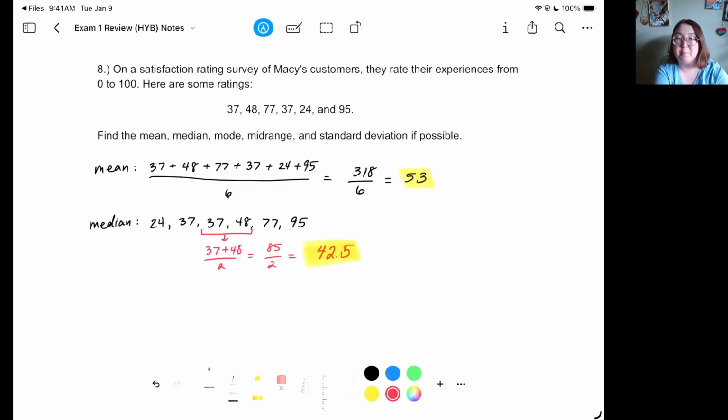So that's how you can find the median when there isn't a very clear center number, when you have to find it between 2 numbers. So that's how you can find it when you have to decide between 2.